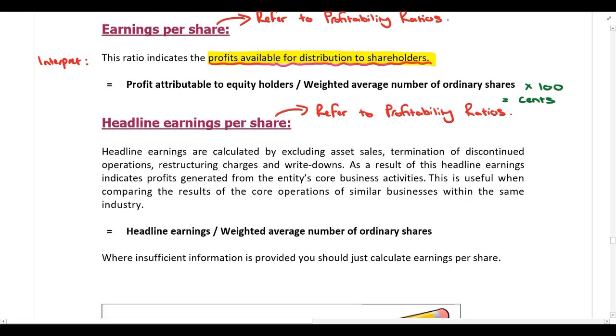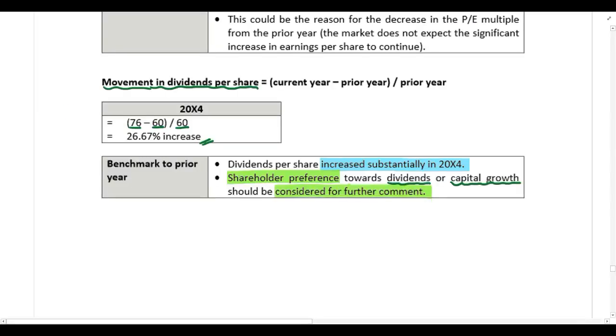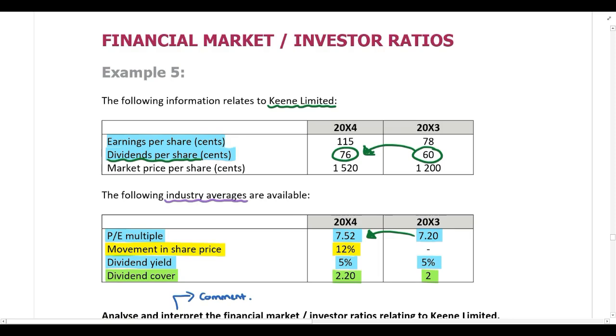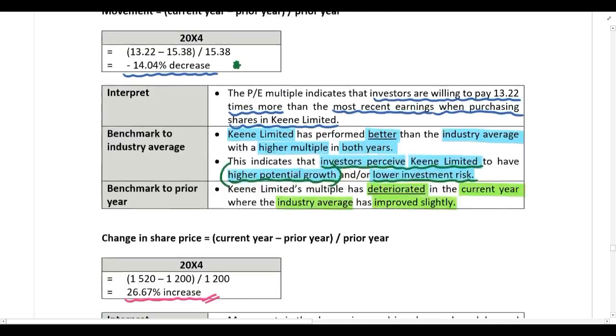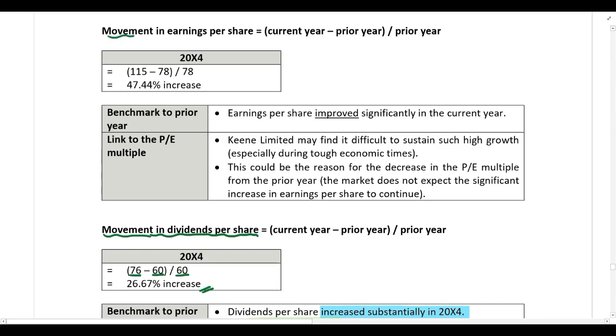Alright guys, so those are all of the ratios that fall in the category financial market or investor ratios. Now, let's just look at calculating earnings per share in our lecture example. If you go back to our lecture example, guys, please note you don't need to calculate earnings per share because earnings per share was provided. However, we can calculate the movement in earnings per share. So take the current year, deduct the prior year, and divide by the prior year.